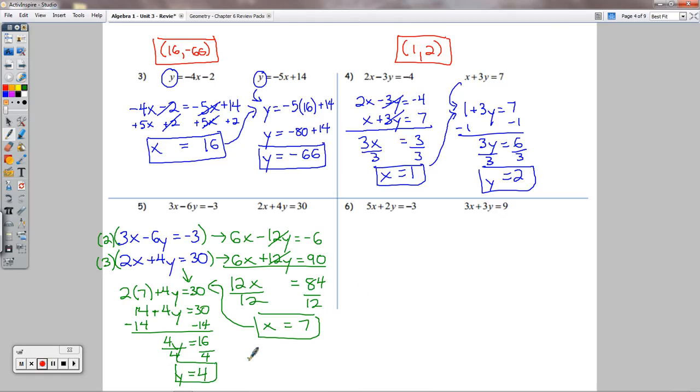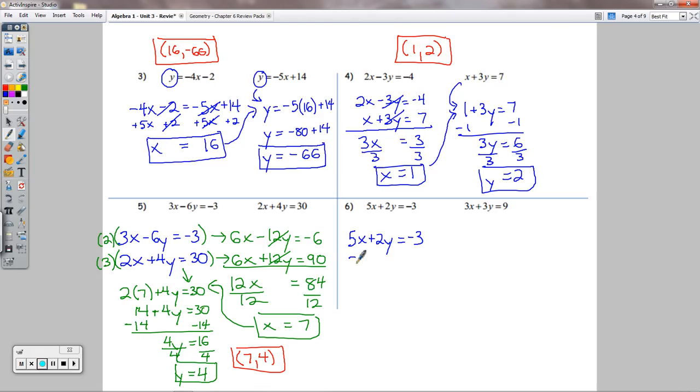Again, you could put this into coordinate form. So 4 would be second, 7 would be first. If you were to graph these lines, they would cross at 7, 4. And finally, with this batch, number 6, it looks like substitution could work, but elimination I think is a little easier, so I'll use that one.